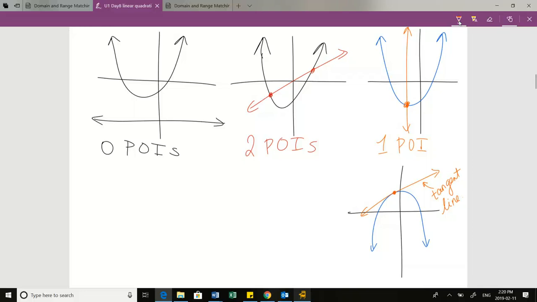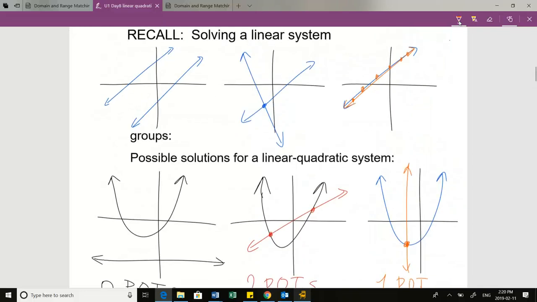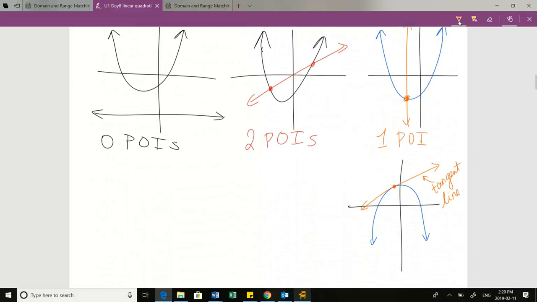Okay, that's all we can really have. In a situation like this, we can't have infinite points of intersection, because those functions are two different functions. They can't overlap infinitely like this system of lines would.